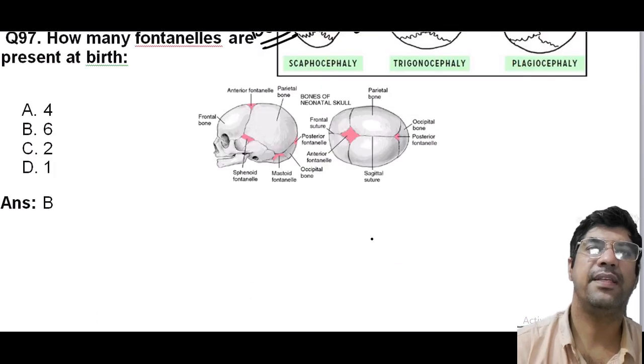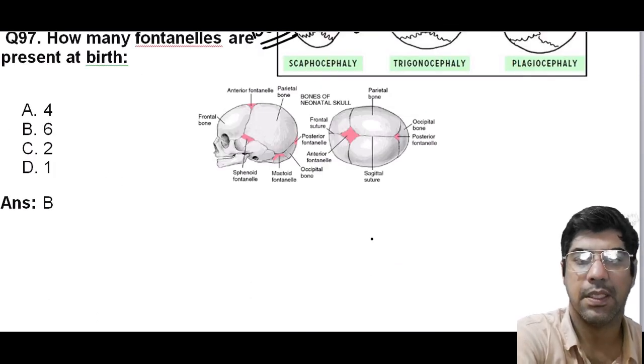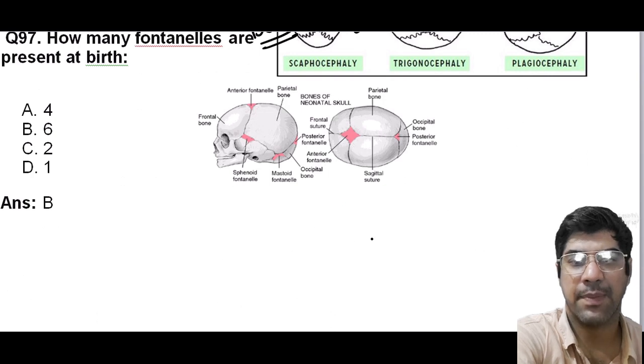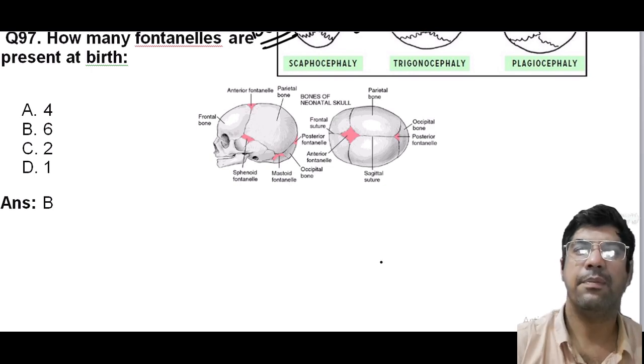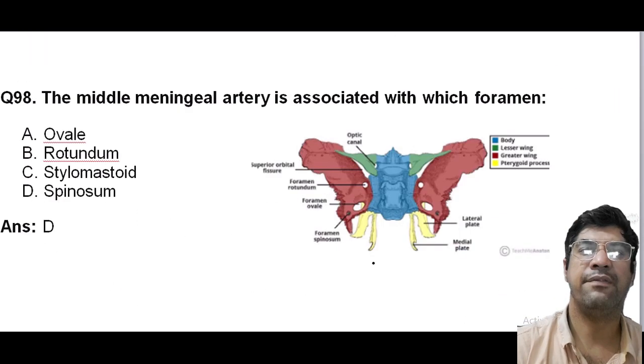How many fontanelles are present at birth? Six fontanelles are present: anterior fontanelle, posterior fontanelle, two anterolateral fontanelles and two posterolateral fontanelles. A total of six fontanelles. The middle meningeal artery is associated with foramen spinosum.